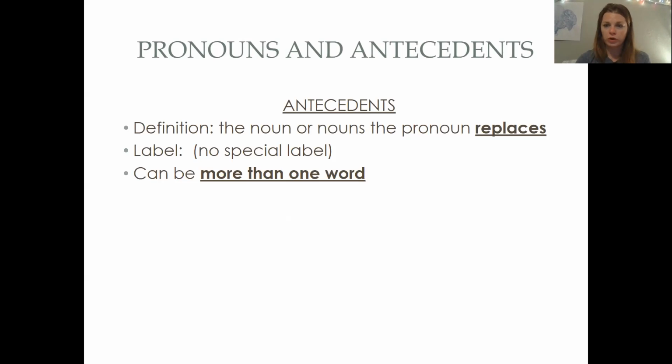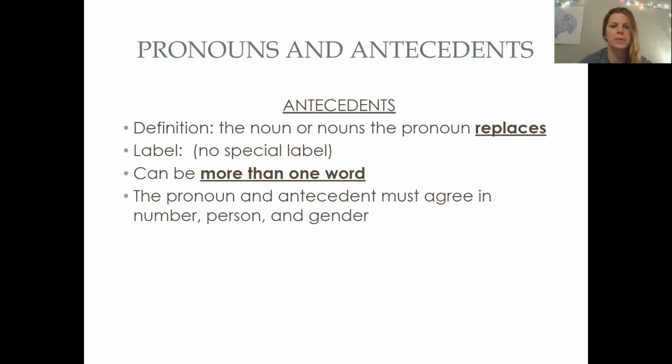They can be more than one word because oftentimes they're proper nouns. So like Miss Doyle, more than one word, or Molly Maureen Doyle, my full name, it's more than one word, but that whole thing is the antecedent.